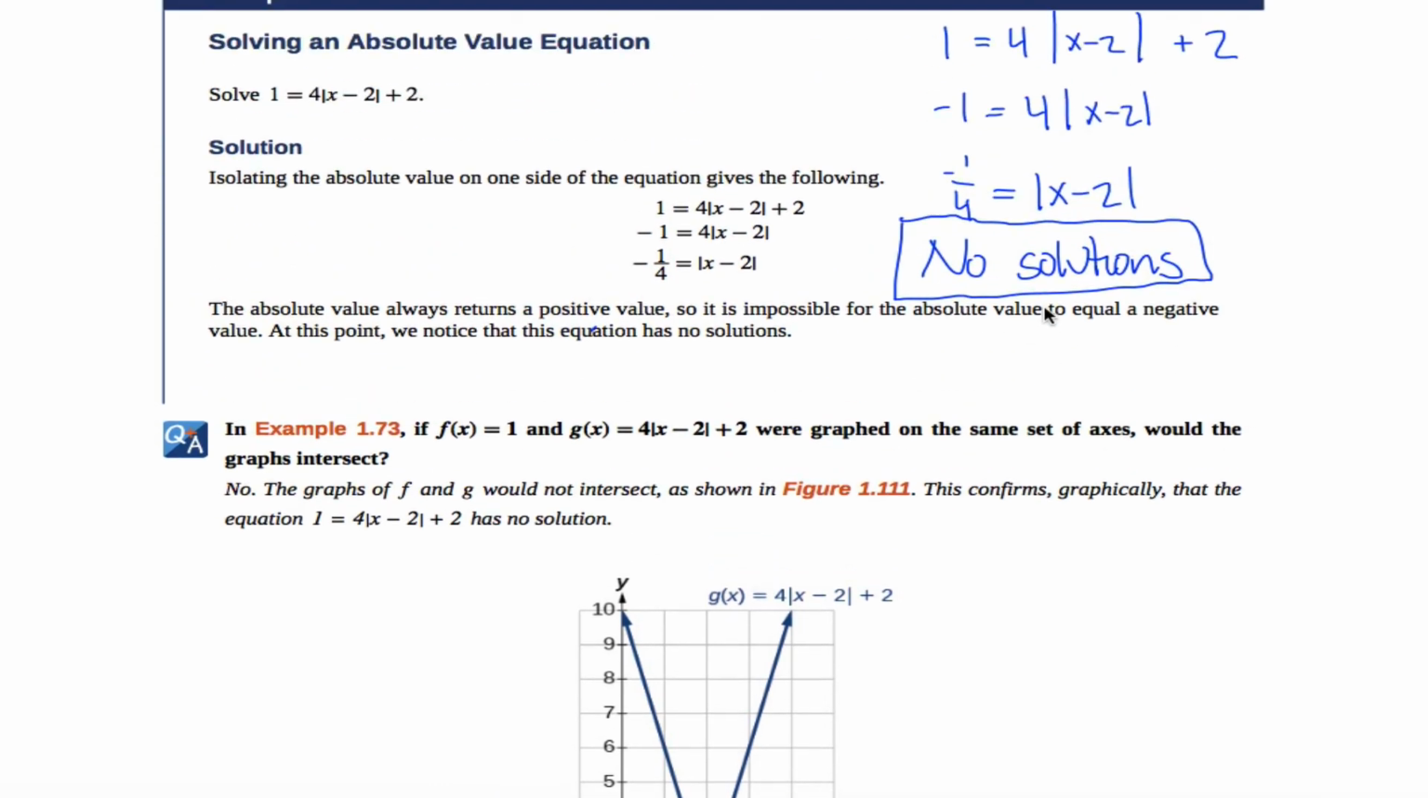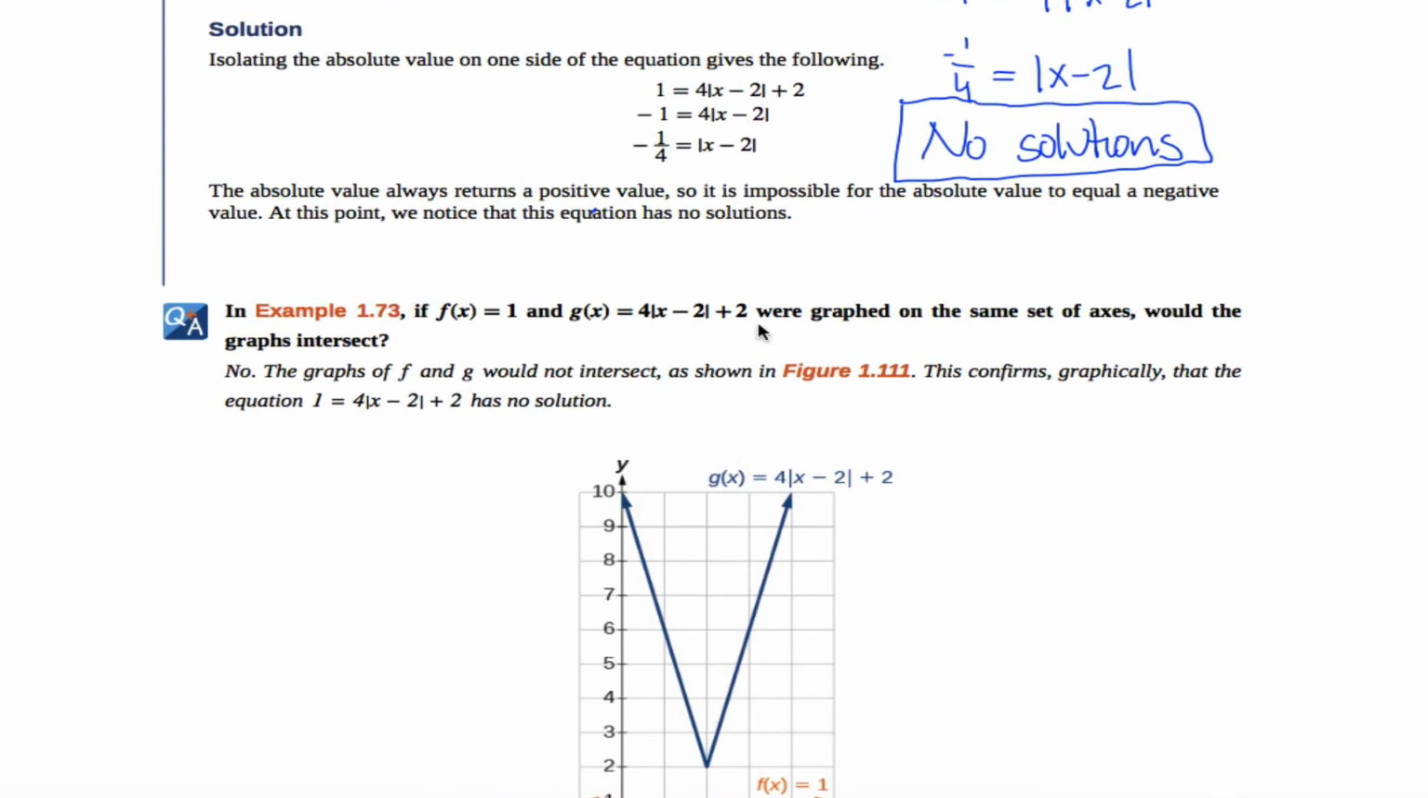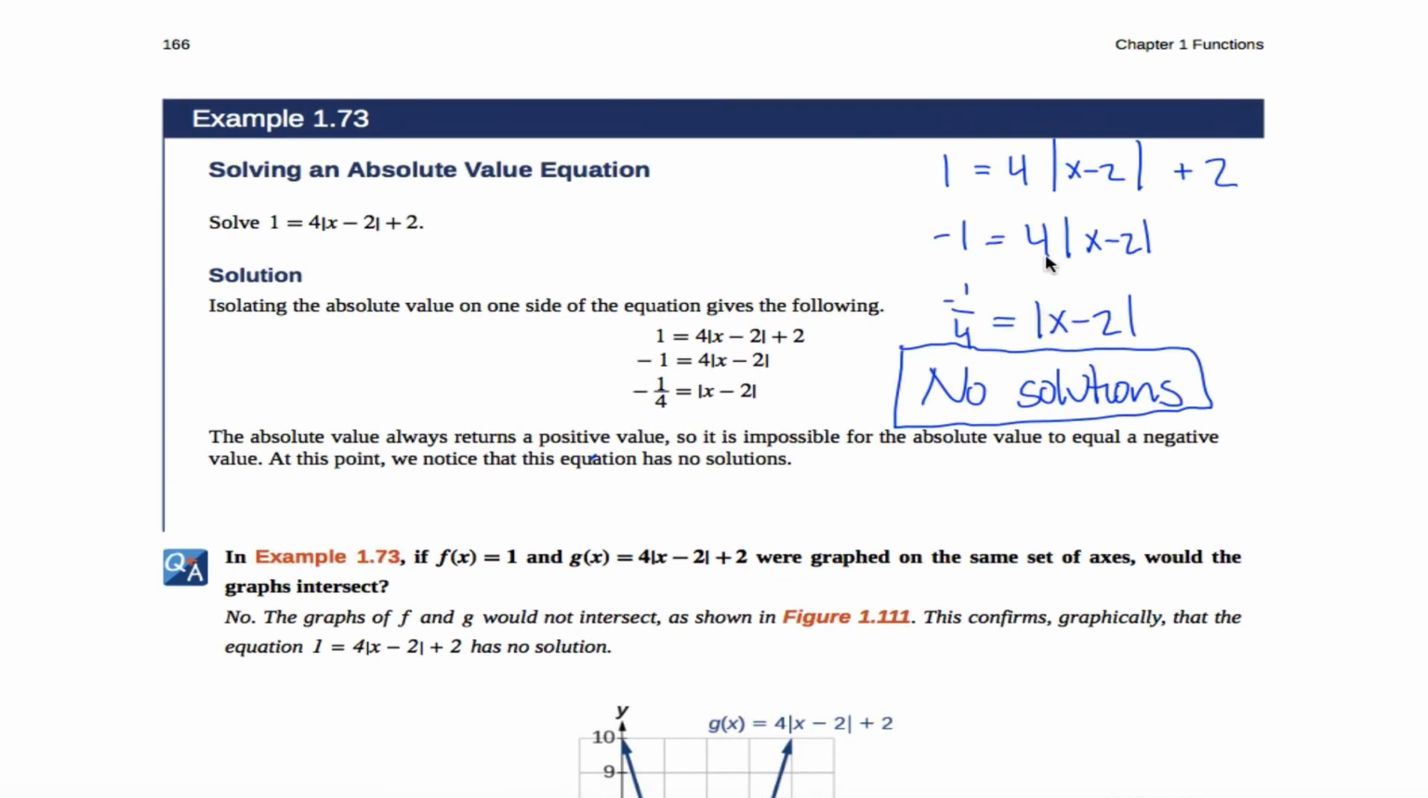But it's nice to be able to solve these things algebraically and not rely on a graph every single time. So you can solve them algebraically, but again, be very, very careful in this step here.